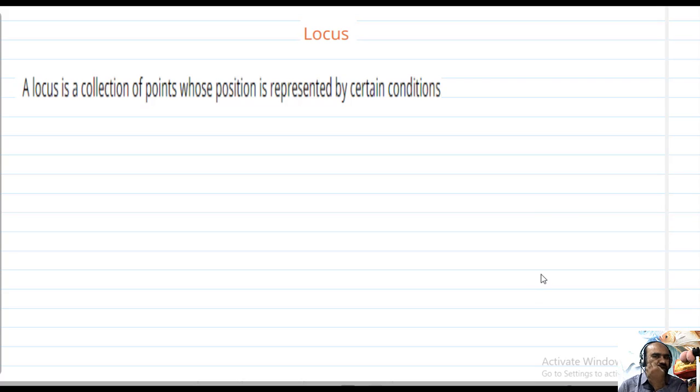Hello students, this is the new topic. Today I am going to start a new topic that is called locus. It is an important part of coordinate geometry.